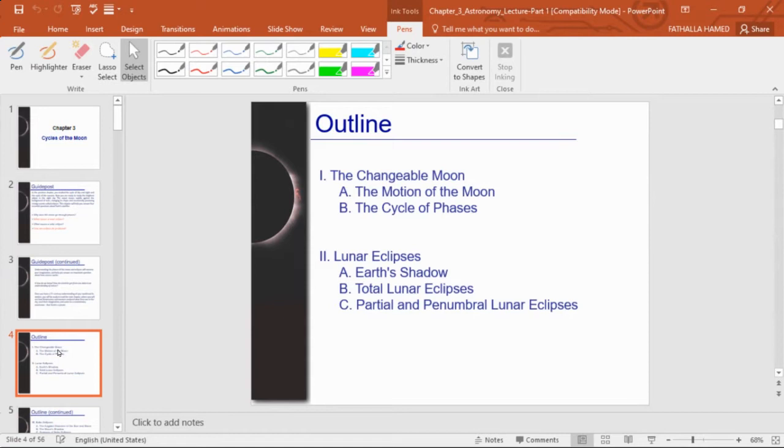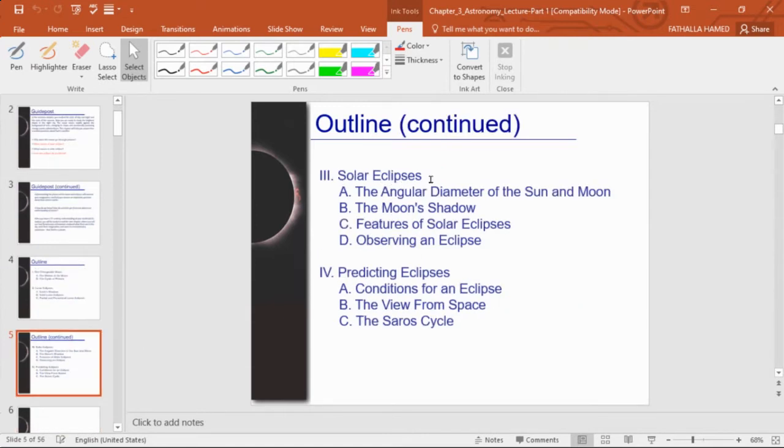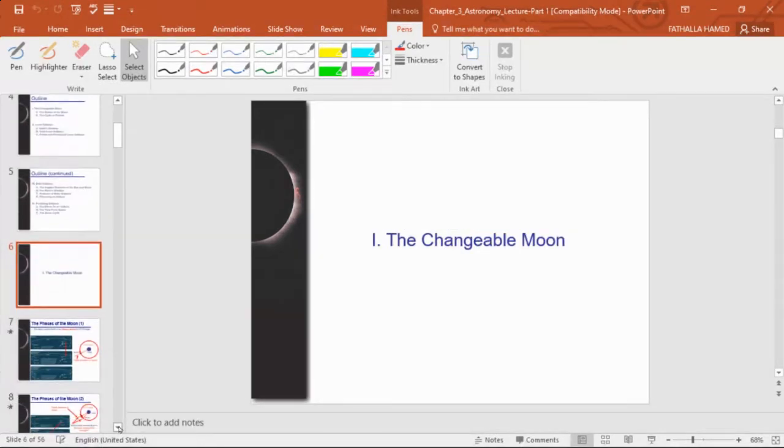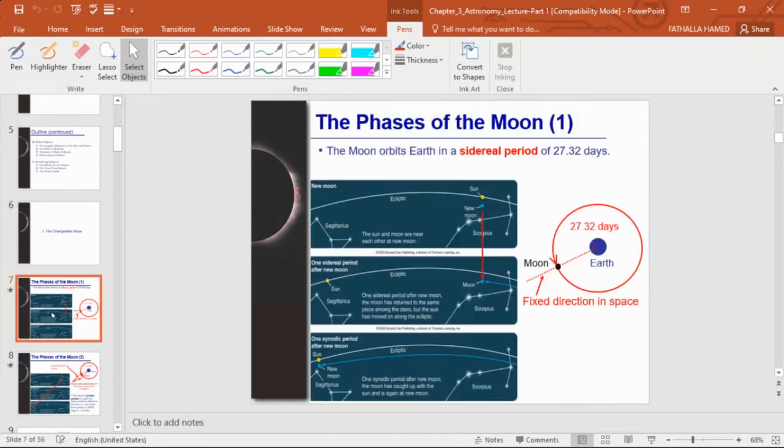Now, the outline will be basically the changeable moon. We'll talk about how the moon moves, or the motion of the moon, the cycle of its phases, and then we're going to talk about the lunar eclipses and what causes them. And then we'll talk about solar eclipses, and then we'll talk about predicting eclipses. So we'll see how these things are done. So we'll start with the first part, which is the changeable moon.